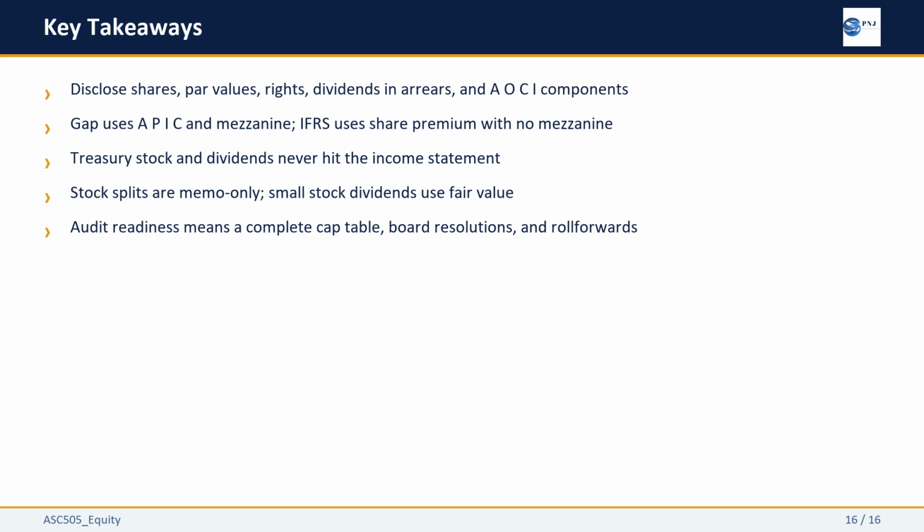Treasury stock transactions and dividends never touch the income statement. Stock splits are memorandum only, and small stock dividends use fair value. Audit readiness means a complete and reconciled cap table, board resolutions for every transaction, and full roll forwards for every equity component. Thank you for completing this section on disclosures, GAAP versus IFRS, and audit readiness.